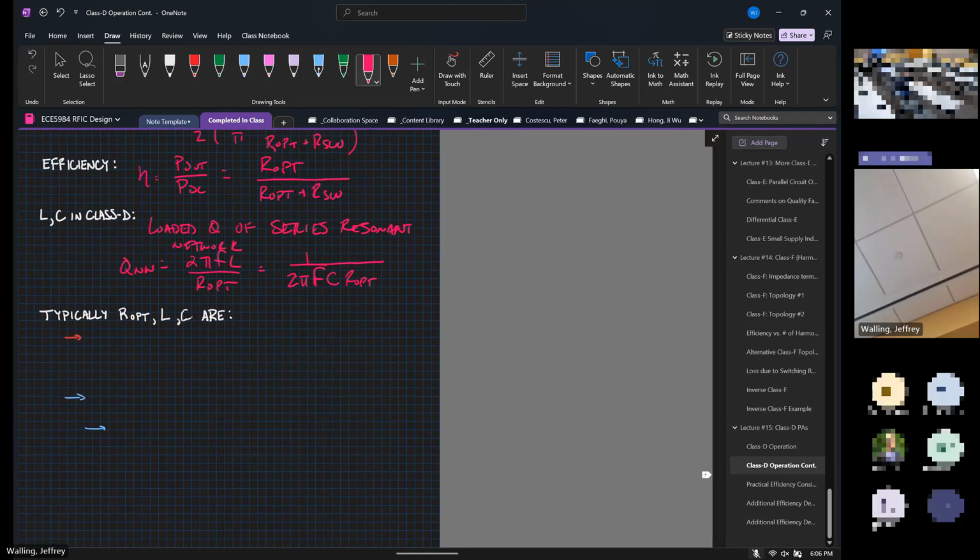Typically, we're going to realize the impedance transformation with a matching network, like I just said. So what kind of quality factors can we use in reality? Typically, 3 to 5.